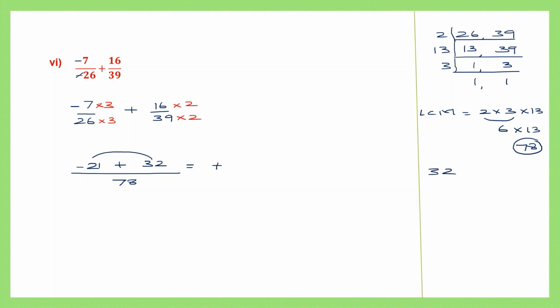So that is 32 minus 21. 2 minus 1 is 1. 3 minus 2 is 1. We get 11. So this is plus 11 by 78 or simply 11 by 78, which is our final answer.